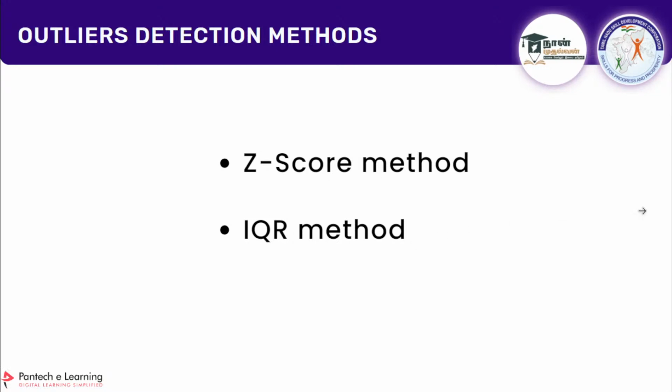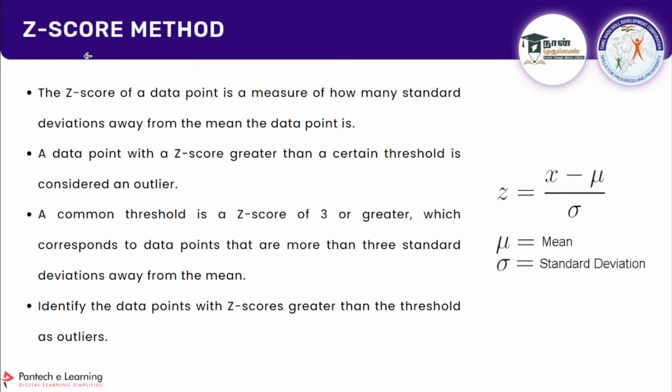So what are these things? Starting with the Z-score method. Remember guys, in yesterday's class we saw this formula. Any idea? We saw it in the standardization formula, right? It takes the mean and standard deviation, subtracts the mean from the value and then divides by the standard deviation, and replaces the value.